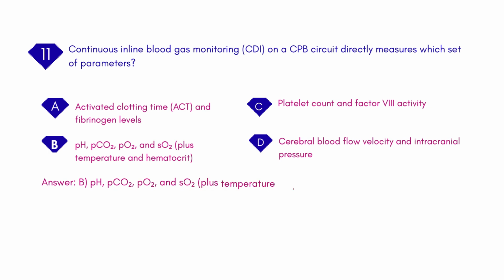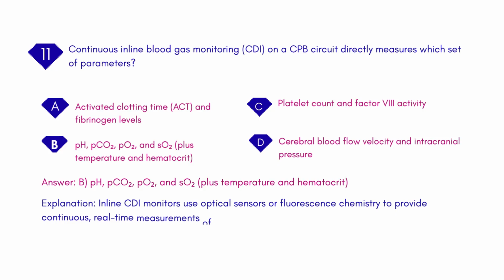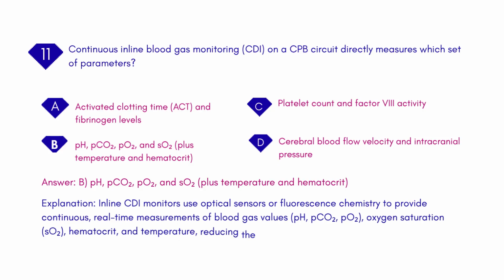Answer: B. pH, PCO2, PO2, and SO2, plus temperature and hematocrit. Explanation: inline CDI monitors use optical sensors or fluorescence chemistry to provide continuous, real-time measurements of blood gas values, pH, PCO2, PO2, oxygen saturation, SO2, hematocrit, and temperature, reducing the need for frequent manual blood gas draws.